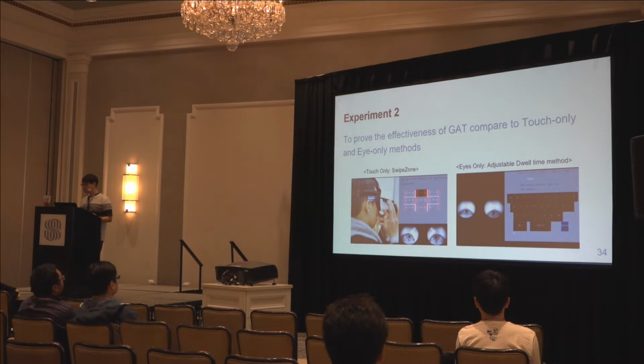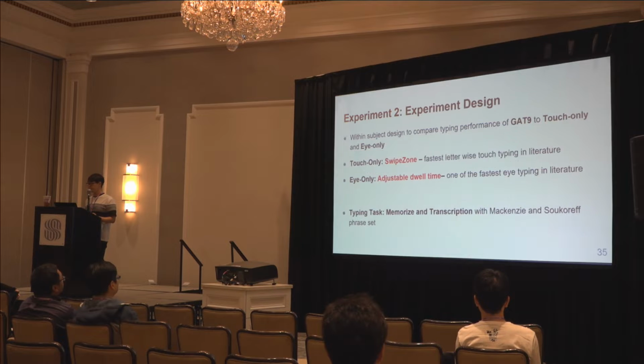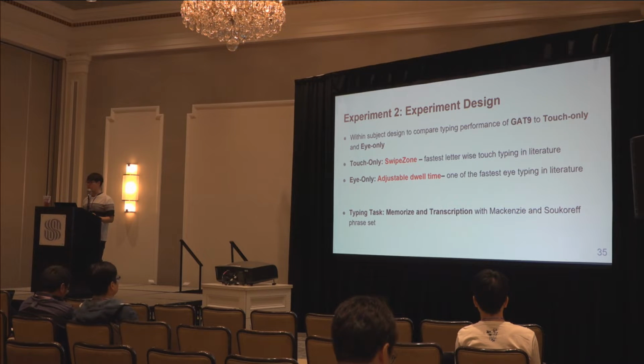And finally, to prove the effectiveness of GAT compared to the touch-only method and the eye-only method, we conducted experiment 2. We chose swipe zone as a touch-only competitor and adjustable dwell time as an eye-only competitor, because both are surely representative typing methods for each category. And we also used the same tasks as in experiment 1.